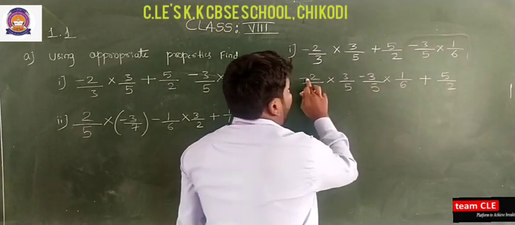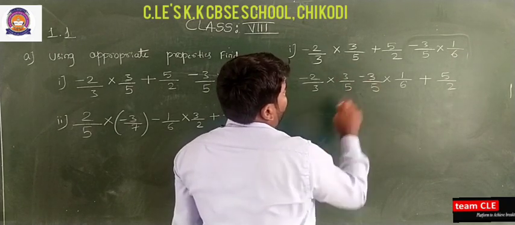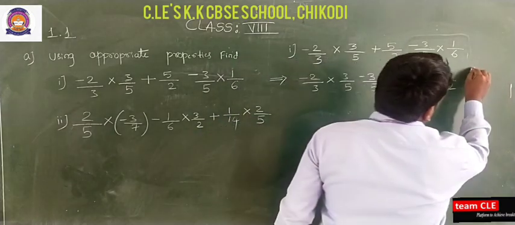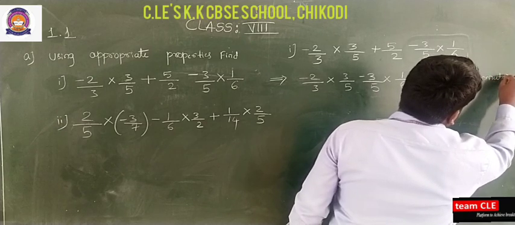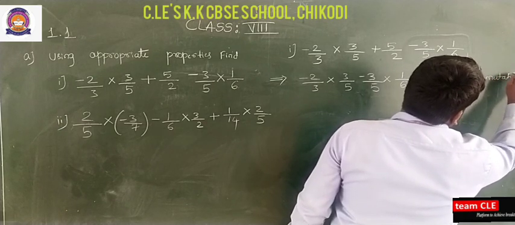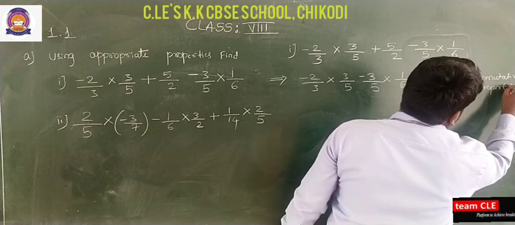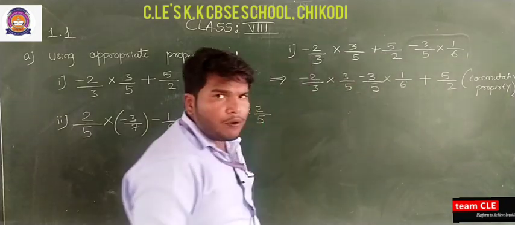Now see here, minus 2 by 3 into 3 by 5 minus 3 by 5 into 1 by 6. So it looks like the commutative property. So just write here, it is the commutative property. I have written this as the commutative property.